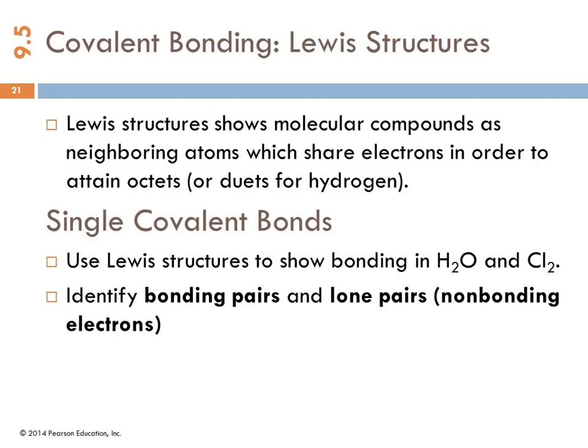So we've looked at Lewis structures for ionic compounds. Let's look at covalent bonding. For molecular compounds, which have covalent bonds, we show these as neighboring atoms which are sharing electrons in order to obtain octets. And for the little guys, we say a duet is good enough. So let's look at the Lewis structure for water.